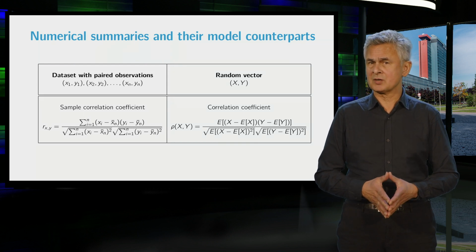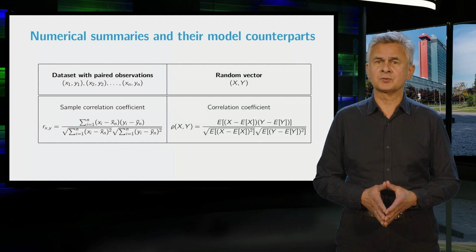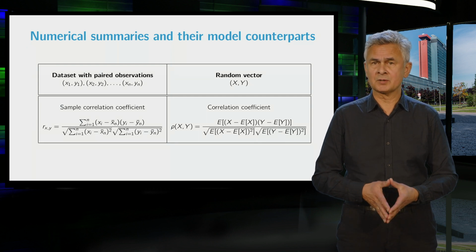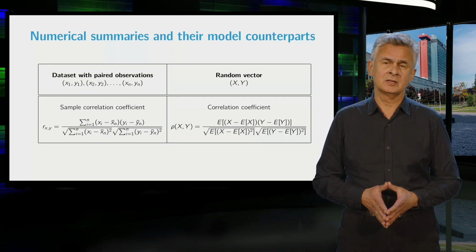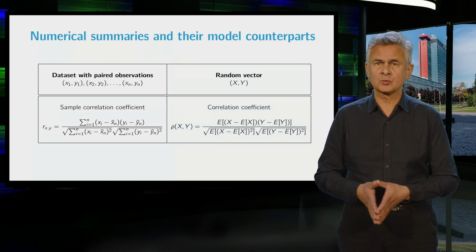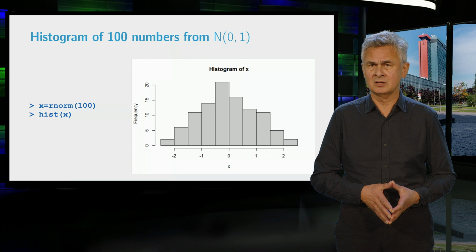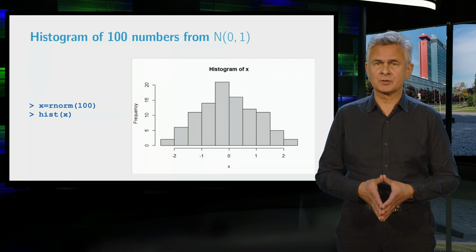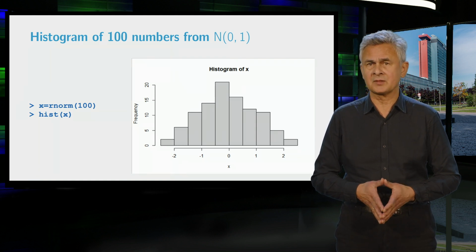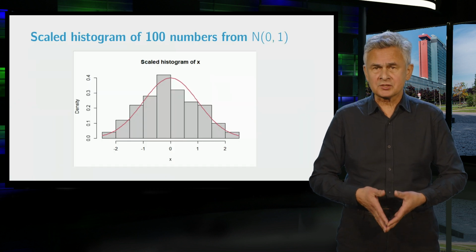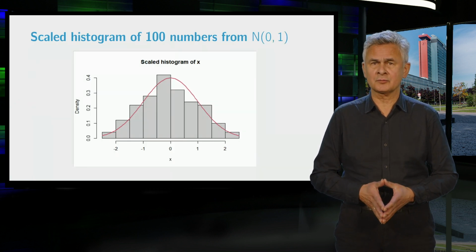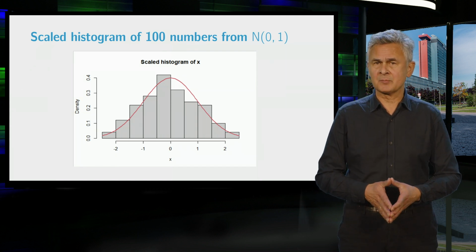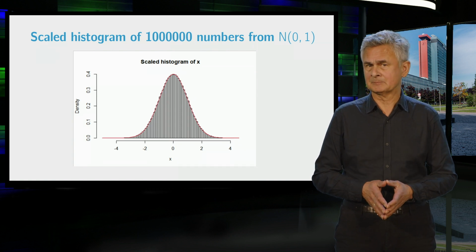In addition to numerical summaries, also graphical summaries correspond to graphical features of the model distribution. For example, if we generate numbers independently from the same distribution, the histogram of these numbers will be close to the probability density of this distribution for large sample sizes. So here we generate 100 numbers from a standard normal distribution and plot the histogram. Now, when we scale the histogram to have area 1 under the curve, it matches the shape of the standard normal density. And for larger sample sizes, the match gets even better and better.